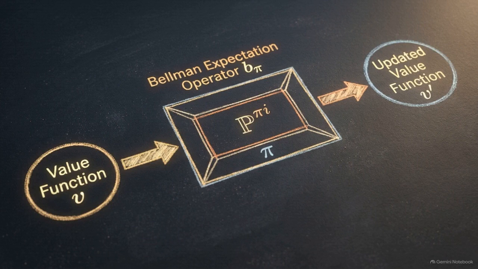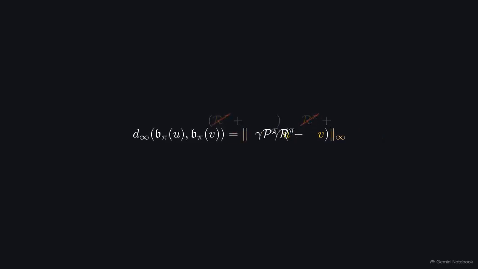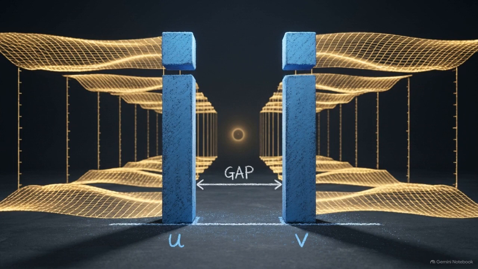The Bellman expectation operator takes an existing value function, applies one step of the environment's dynamics under a fixed policy, and outputs a new one. We can prove this operator brings functions together by measuring the infinity norm distance between an updated function u and an updated function v. Note that the reward term r pi cancels out. Since the policy is fixed, the immediate reward for both functions is identical. It shifts both absolute values by the same amount, which means it cannot change the distance between them.